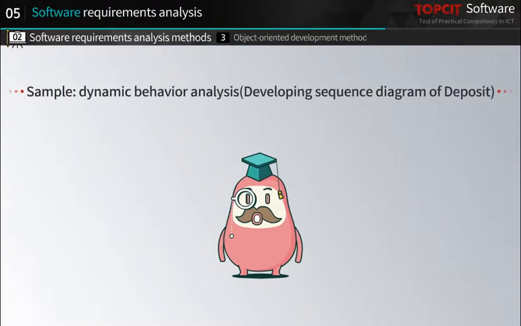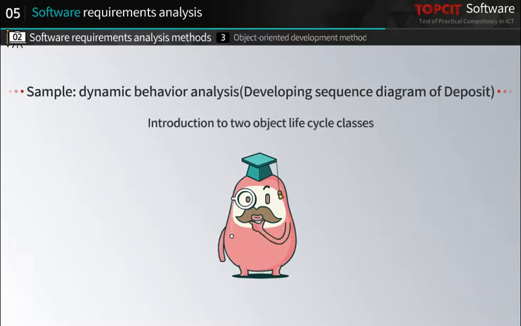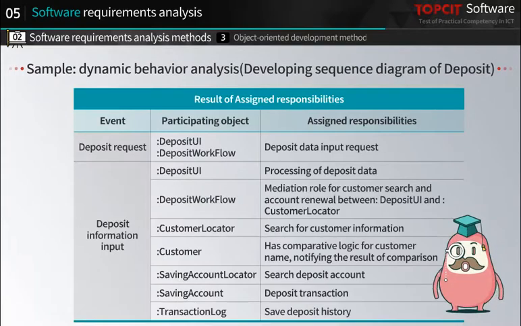This time, to see the dynamic behavior analysis, let's develop a sequence diagram for the use case of deposit. This example only introduces two object lifecycle classes for convenience. The table shows how to assign responsibilities related to objects participating in an account opening scenario. There are two events. There are several participating objects, which define the responsibilities that each event and participating object must perform.